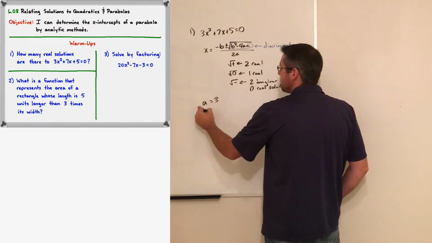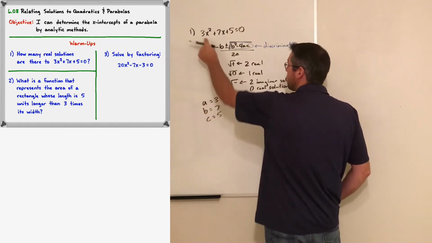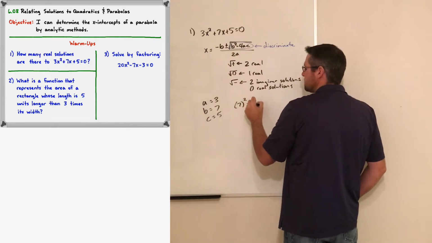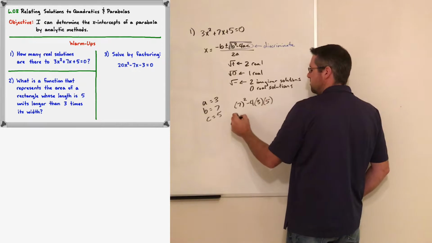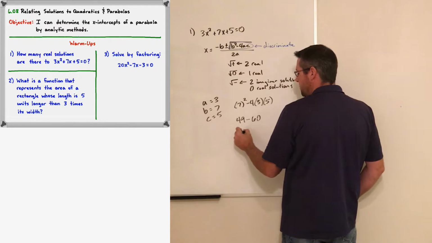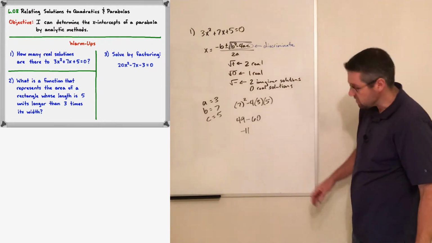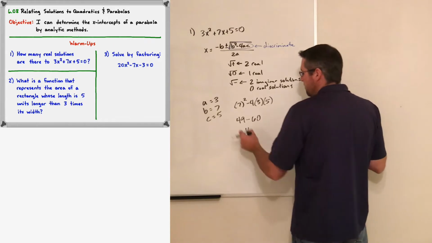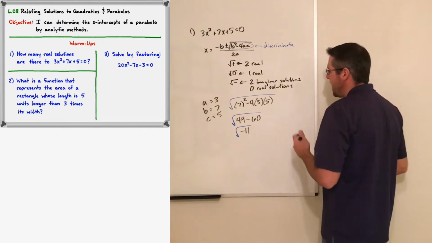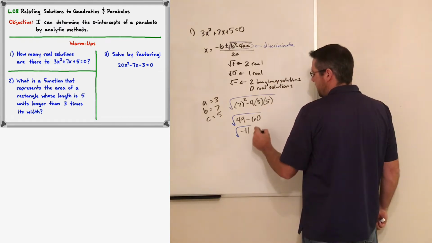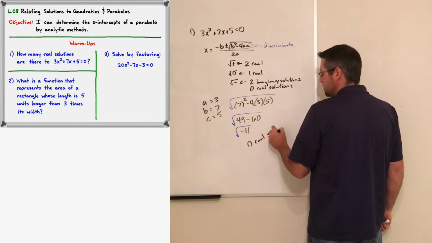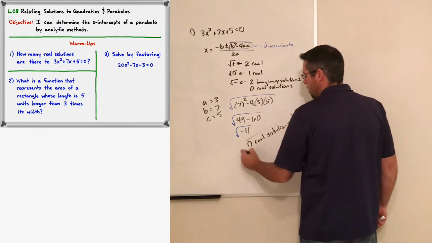A is 3, B is 7, and C is 5, according to our equation up here. So we just plug that into the discriminant. We end up with 7 squared minus 4 times 3 times 5. Simplifying that, you get 49 minus 60, and then that would be negative 11. So we'd say the discriminant is negative 11, but remember, we're taking the square root of that ultimately. Well, the square root of a negative number is imaginary, so therefore we have 2 imaginary solutions. So we have 0 real solutions for number 1.